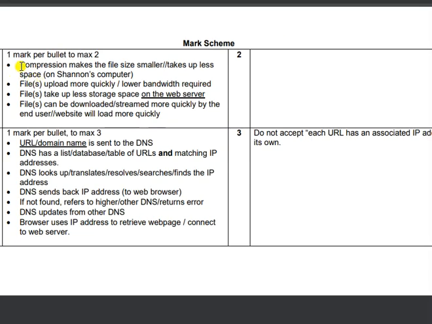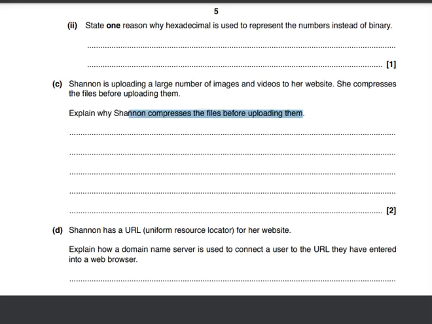Now the answer is that the compression will make the file size smaller and therefore it will take less time to upload. It will be easier to download the images uploaded and it will take less storage space on the web server. So if you write any of these, you will get 1 mark for each bullet, and since the question is for 2 marks, you have to write at least 2 bullets.